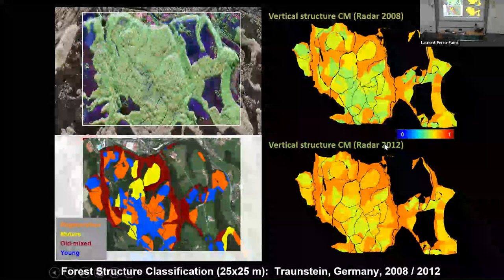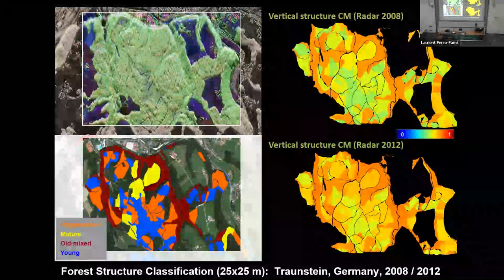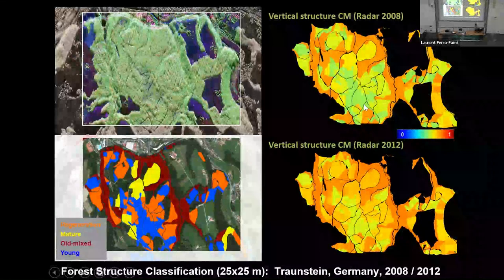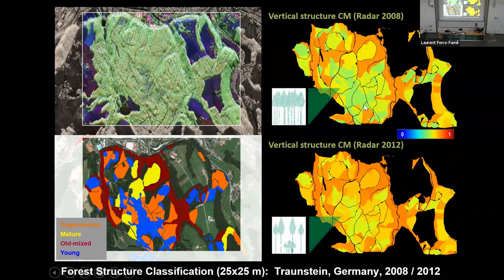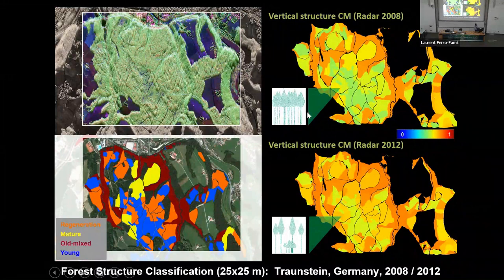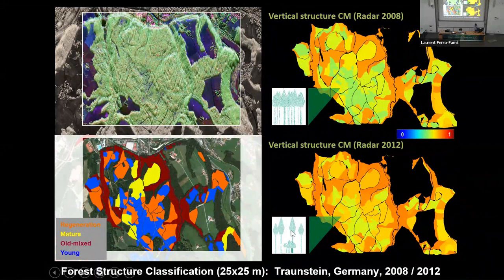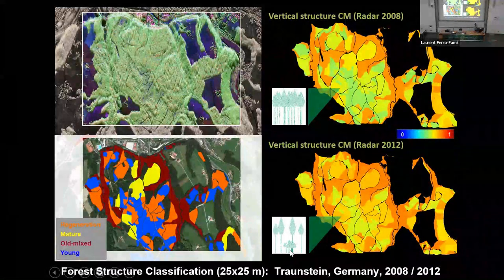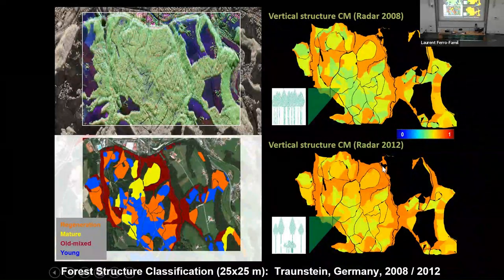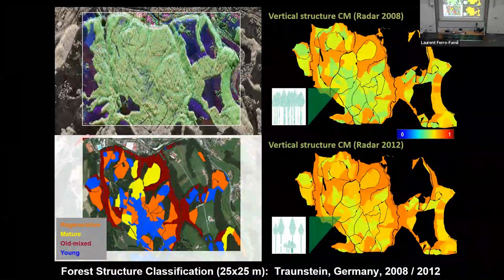But then after 5 years, we calculated the same vertical complexity index, which is based on the matrix concept from before. What you see is an increase of complexity more or less everywhere. The reason is the following: you move from a homogeneous scenario like this to a less homogeneous one, in which, for instance, you cut the tall trees to make the younger ones grow, to give them space and light. Therefore this structural concept also gives you access to structural changes.